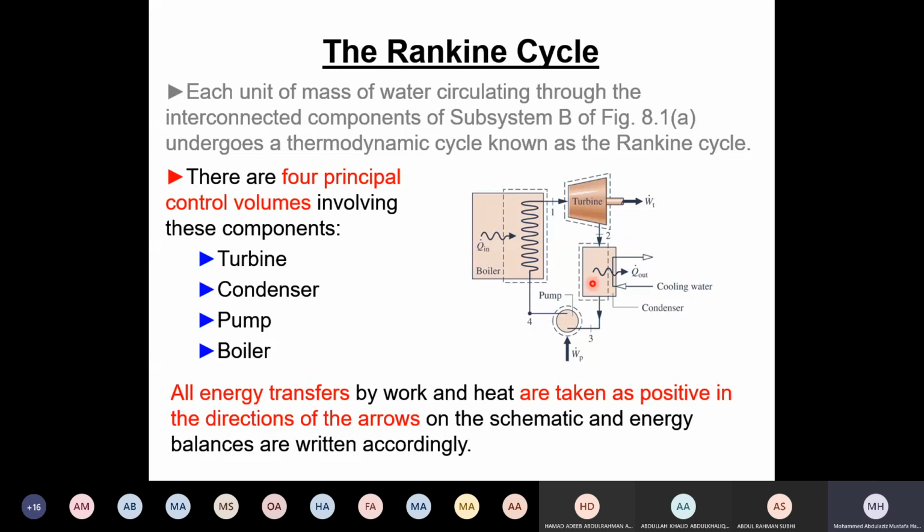Another assumption here is that we are going to consider the ideal cycle. Ideal means that all processes are reversible. For example, the turbine will be isentropic. For the pump it will be isentropic. There are no pressure losses here.